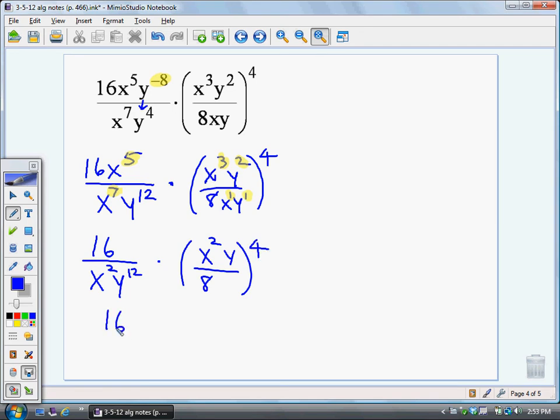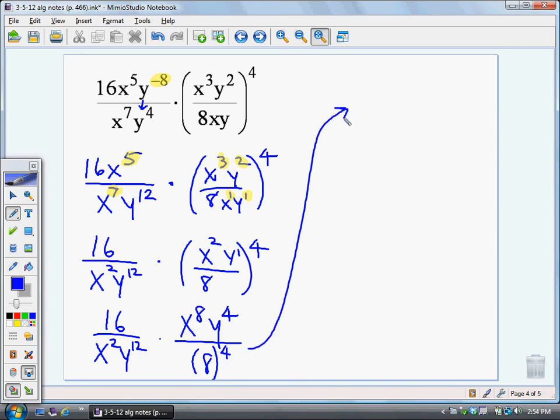So I can leave this here. Now raise everything to the fourth power. X to the second, raised to the fourth would be x to the eighth. Y to the first, remember, to the fourth would be y to the fourth. And then on the bottom, you're going to have 8 to the fourth. Now, I'm not going to figure out what 8 to the fourth is. I'll show you why in a second.